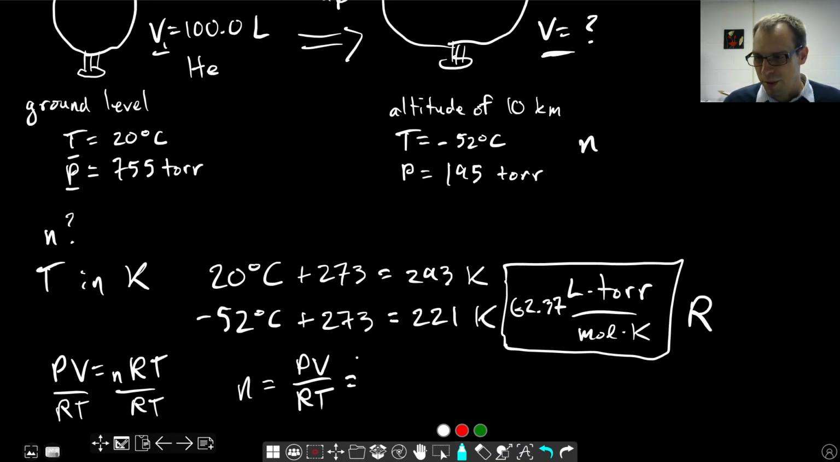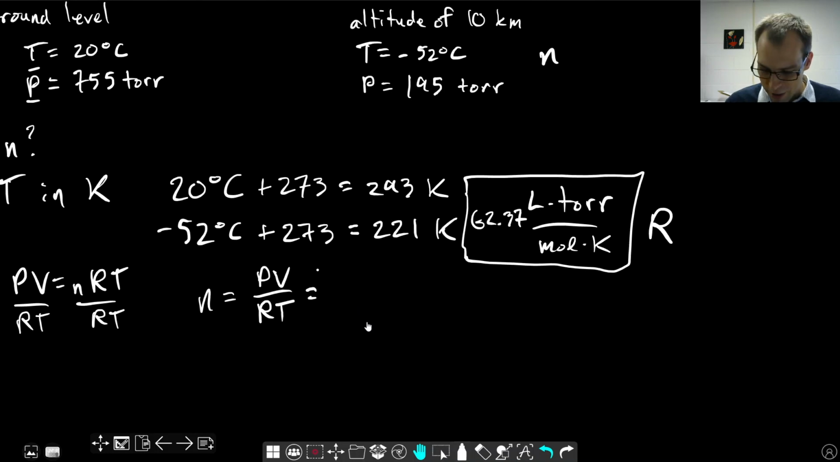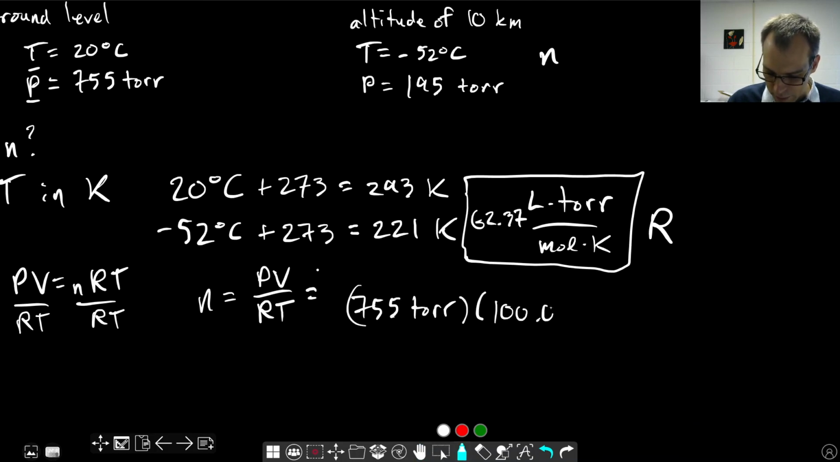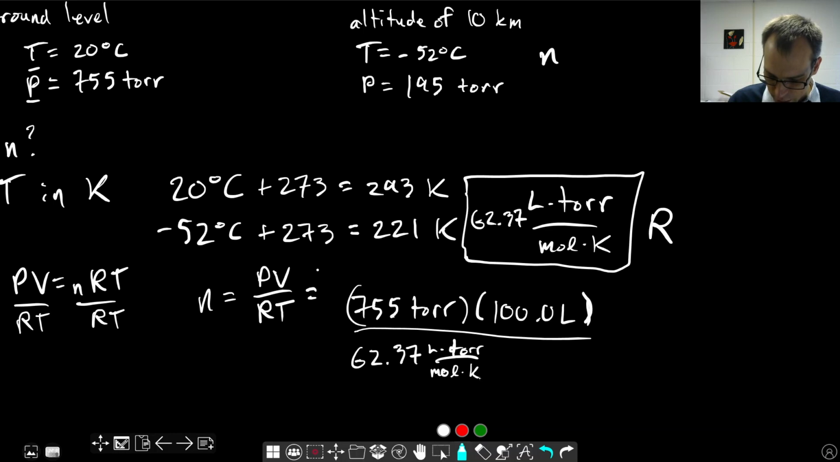Okay, let me give myself a little bit more space here. We can plug in all of our values. So P was equal to 755 torr. V was 100 liters. R is the value we have up here, 62.37 liters times torr over moles times Kelvin. And then our temperature was 20 degrees Celsius, which is 293 Kelvin.